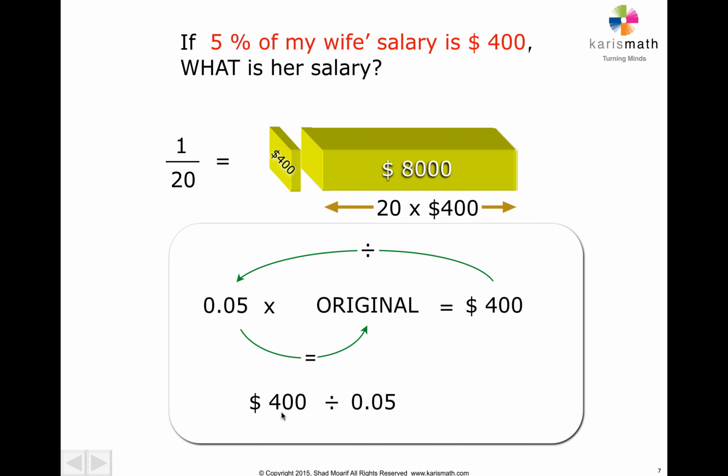So that's what we do. $400 divided by 0.05, you get $8,000. That's the amount you'd got anyway. You'd worked it out. So you can work it out mathematically simply by reasoning out a reasonable mathematical sentence. So 0.05 times the original equals 400.